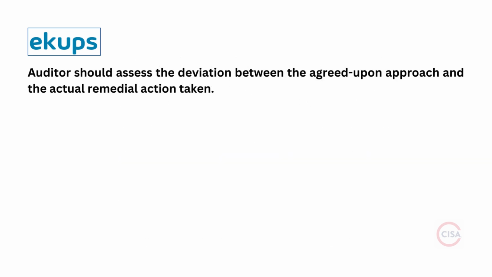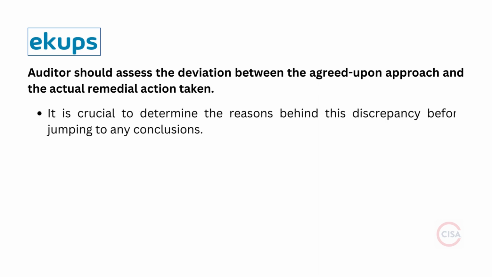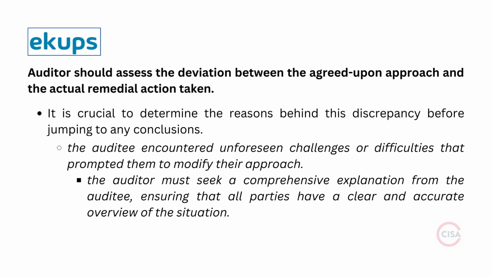The first step for the auditor should be to carefully assess the deviation between the agreed-upon approach and the actual remedial action taken. It is crucial to determine the reasons behind this discrepancy before jumping to any conclusions. Perhaps the auditee encountered unforeseen challenges or difficulties that prompted them to modify their approach. In such cases, the auditor must seek a comprehensive explanation from the auditee, ensuring that all parties have a clear and accurate overview of the situation.